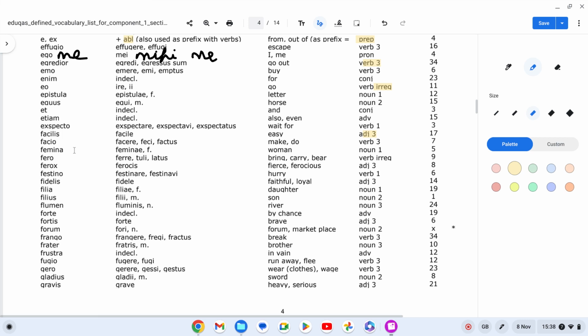Next, femina, feminae means woman. Pretty easy one, that. English words such as feminine come from this.